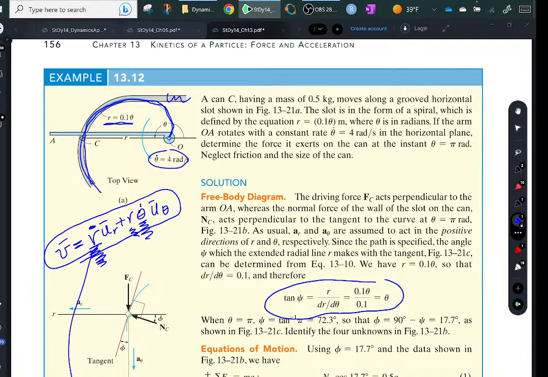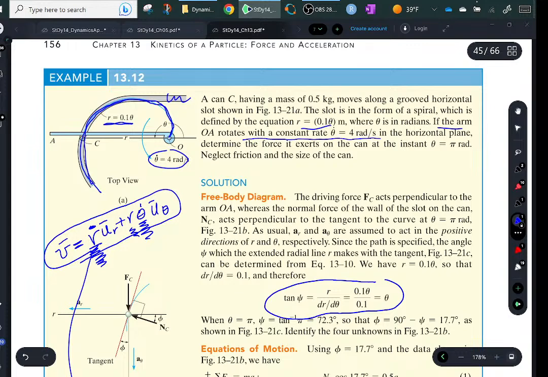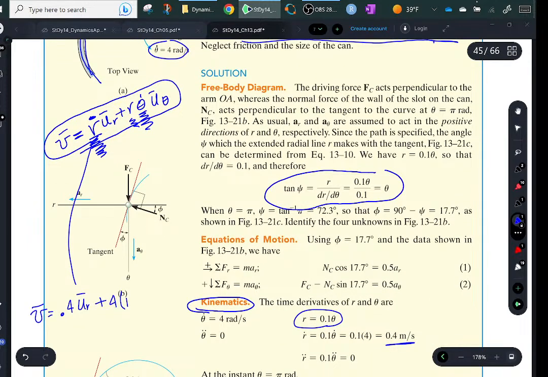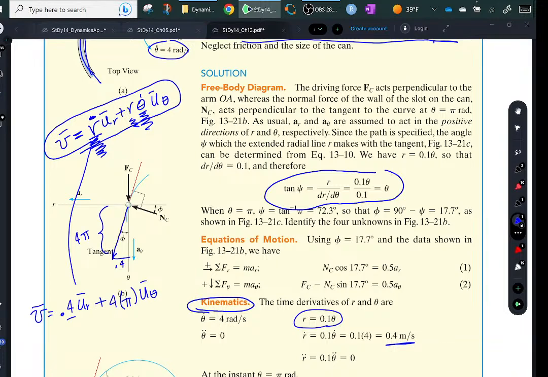Okay, so then he says, which is defined by the equation of that. If the arm rotates at a constant rate in the horizontal plane, and if the force exertion, so theta is equal to pi. Okay, so 4 pi u theta. Now the question is, if I have a vector that goes like this, and it goes out 0.4, and it goes down 4 times pi, what's the angle? So he's shooting for this angle, looks like.